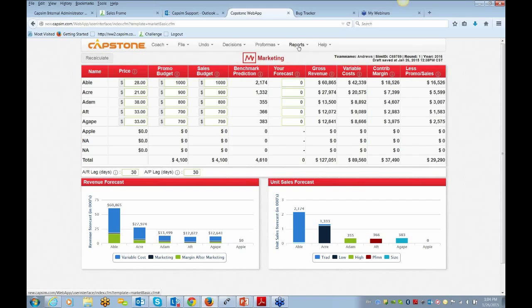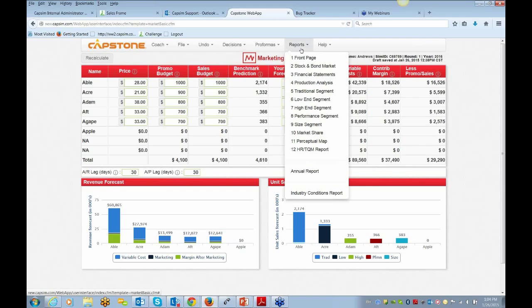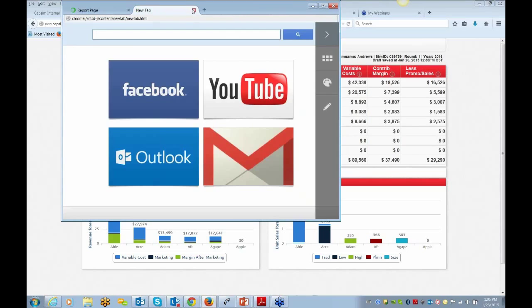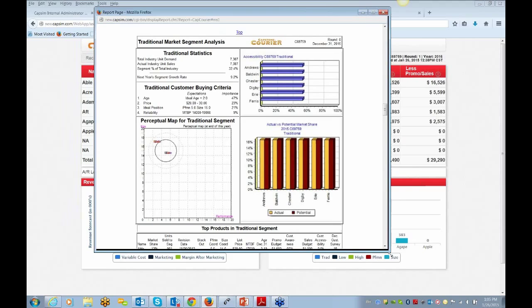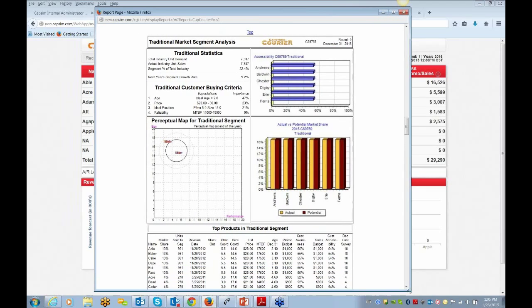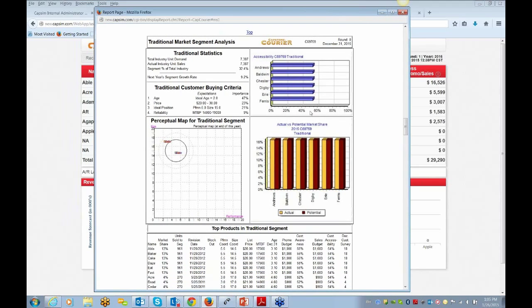The customer buying criteria can be found on the Capstone Career. So underneath the Reports tab, we're going to open that up, and it can be found in a couple places. What we'll be interested in doing is going to the traditional segment just to open up page 5, and this will show us a deeper dive at what the traditional customers are actually looking for, and this is something that Curtis did point out last time during our webinar.